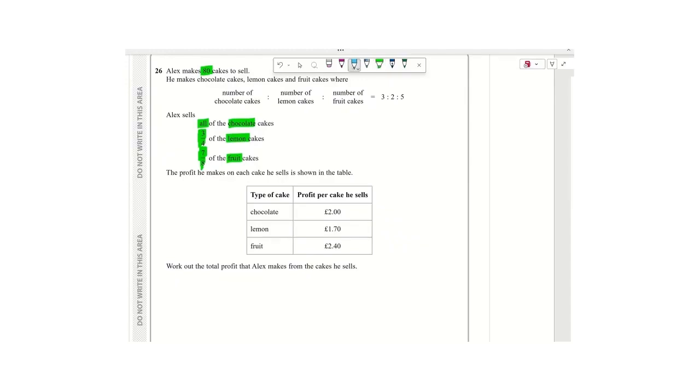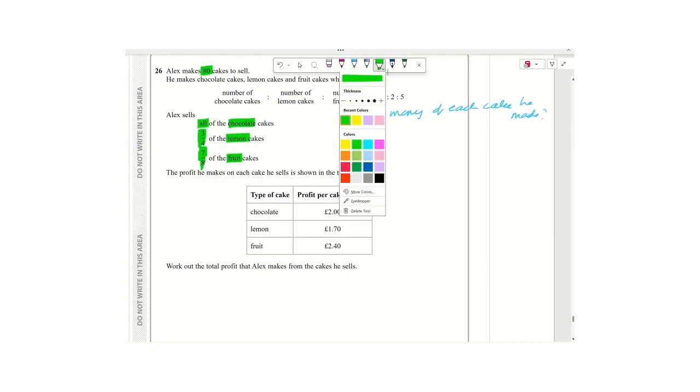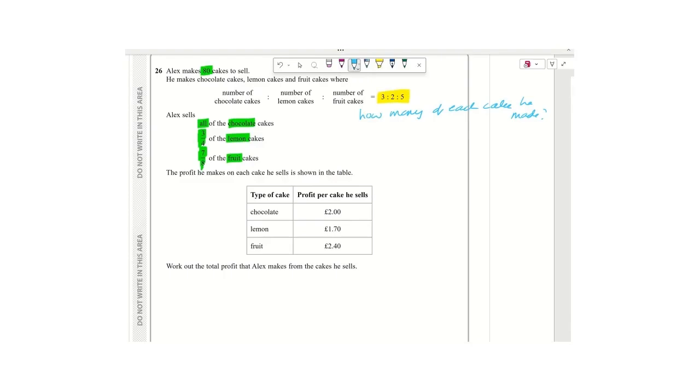So there's a lot of steps to this. We don't know how many of each cake he made. And if we knew how many of each cake he made, we could work out how many he sold. So the first job is to find out how many of each cake he made. And that's where I'm going to use my ratio. So I'm going to use this information that I've got chocolate cakes, lemon cakes and fruit cakes. And we've got 80 cakes altogether. So sharing in a ratio.